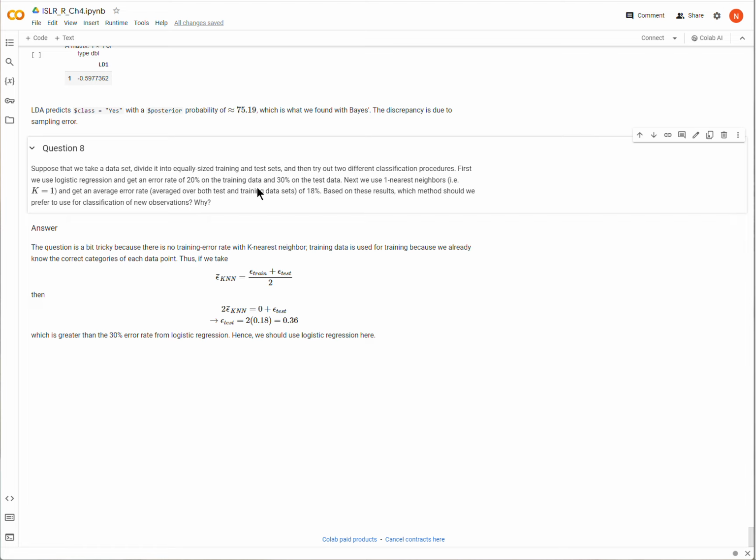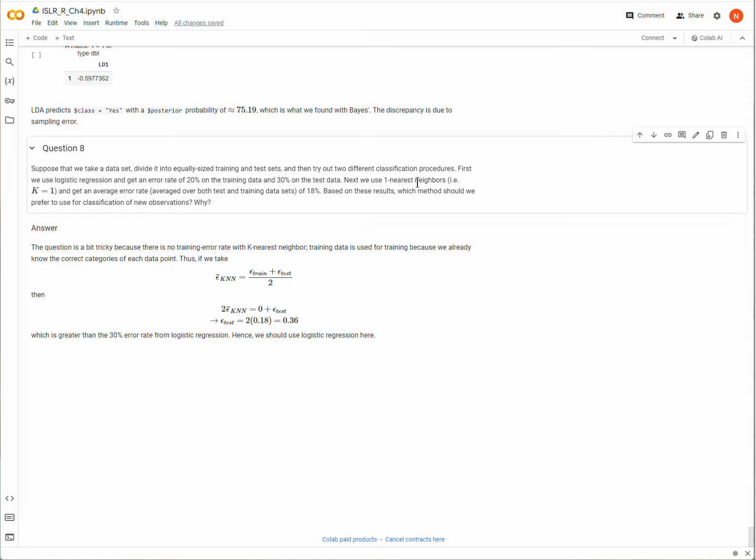And so we tried two procedures to analyze it. So we're classifying the observations in this data set. First we use logistic regression, and then later we're going to use k nearest neighbor with one nearest neighbor, where k equals 1. When we use logistic regression, we get an error rate on the training data of 20%, and then we get a 30% error rate on the test data. And again, that's for logistic regression.